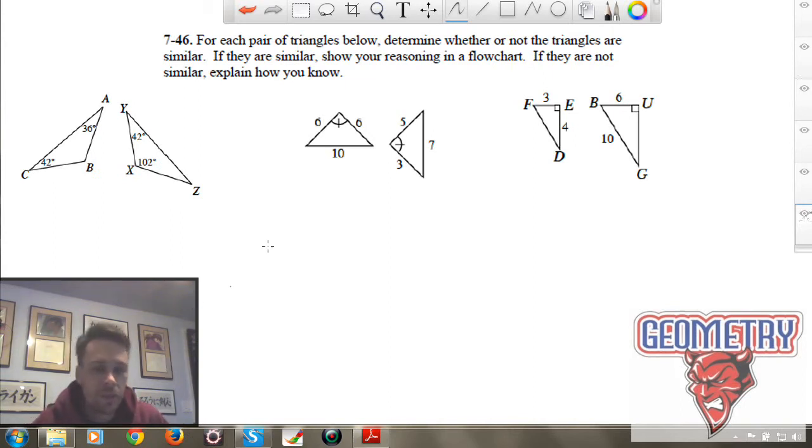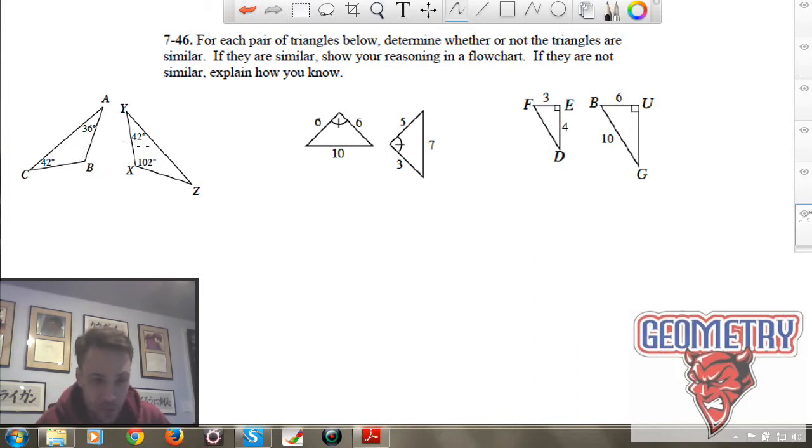This is number 46. For each of these, we're asked to determine if the pair of triangles are similar. If they are, we put that information in the flowchart. If not, we'd explain why we know they're not. I'm not necessarily going to make a flowchart per se if they're similar. Let's talk through the bits and pieces that match up and why they are similar according to a similarity statement. So this first one, we don't know anything about the sides, right?